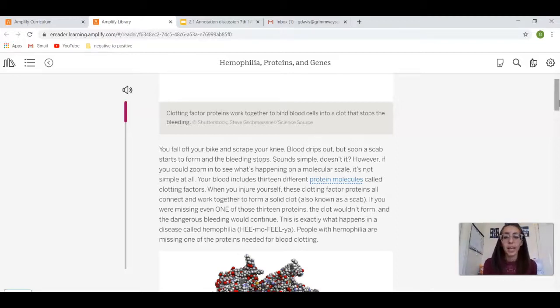You fall off your bike and scrape your knee. Blood drips out, but soon a scab starts to form and the bleeding stops. Sounds simple, doesn't it? Well, however, if you could zoom in to see what's happening on the molecular scale, it's not simple at all. So I'm going to stop right there.